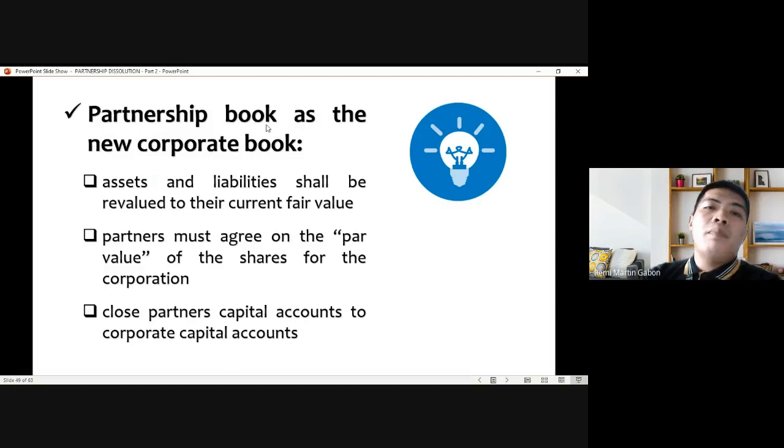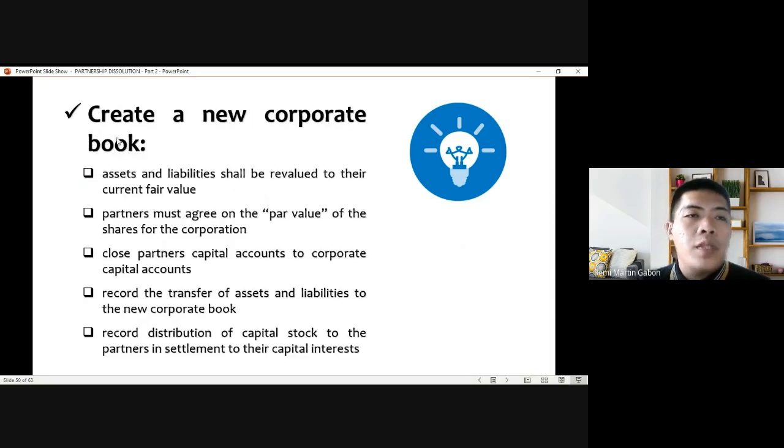So with the partnership book as the new corporate book, assets and liabilities shall be revalued to the current fair value. Partners must agree to the par value of the shares of the corporation. Don't worry, par value will be given. Okay? Then last is to close the partners' capital accounts to the corporate capital accounts. Okay?